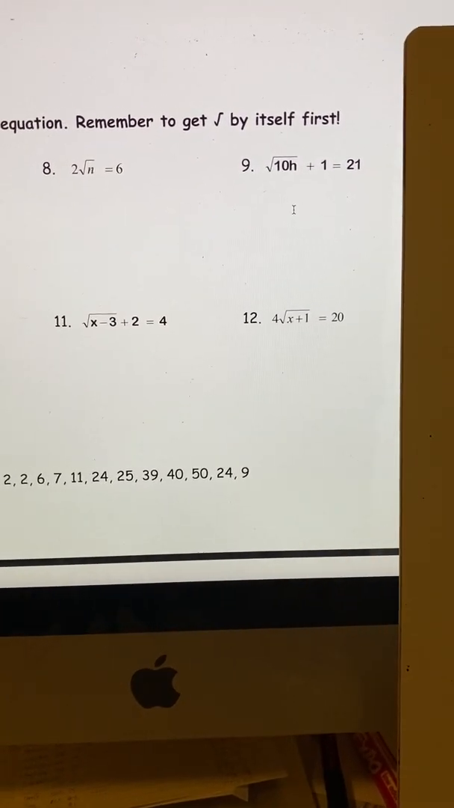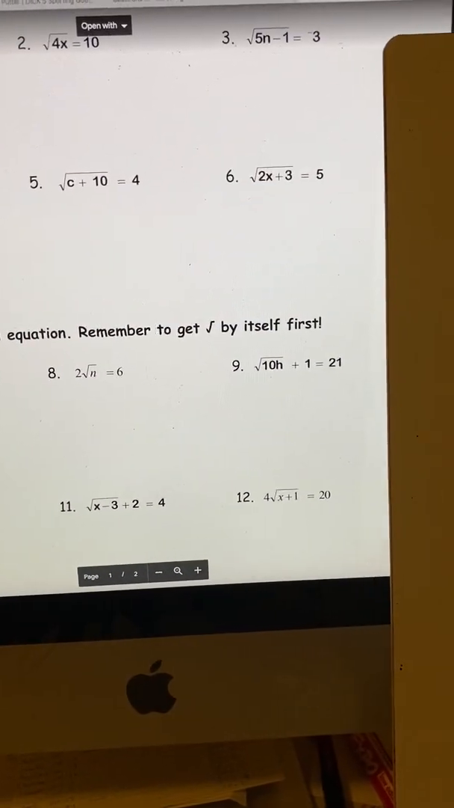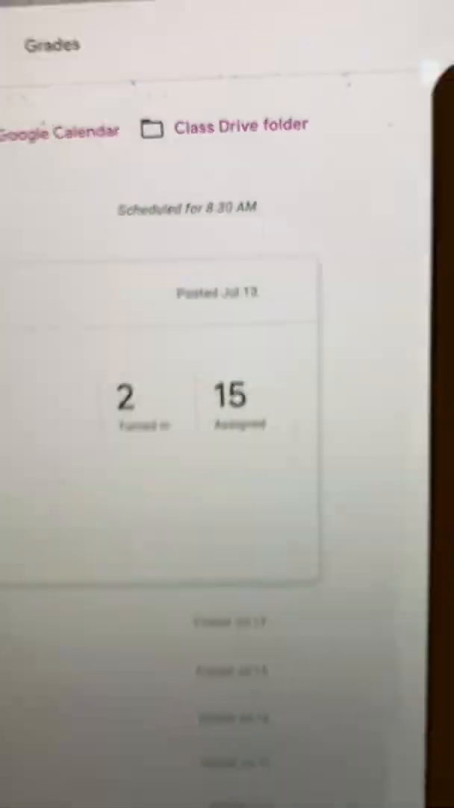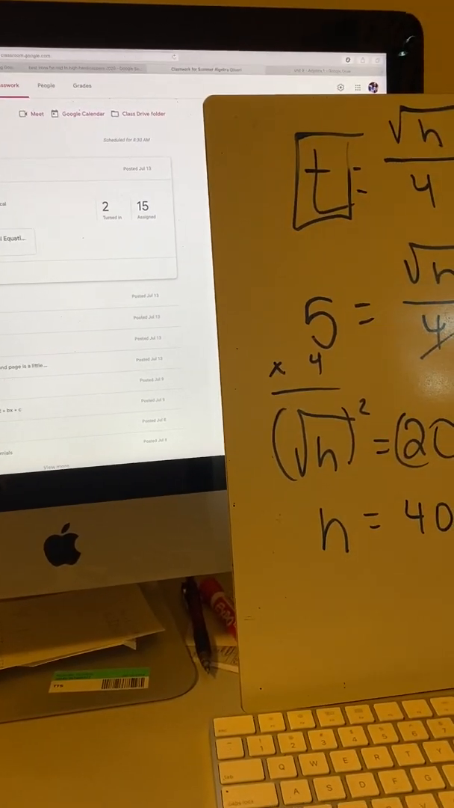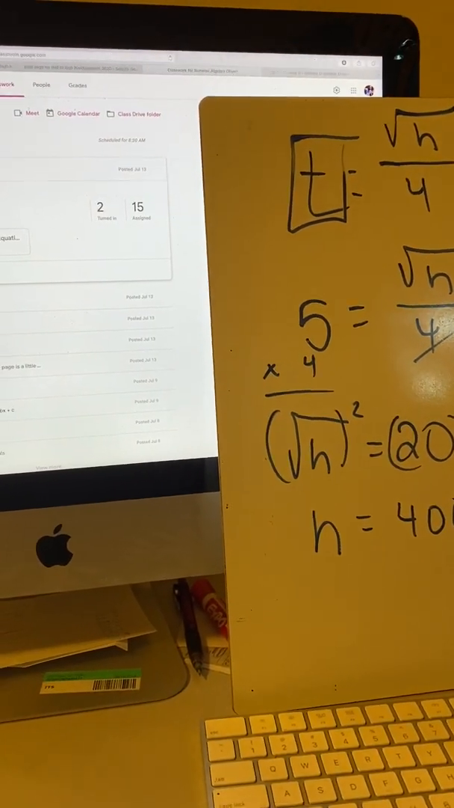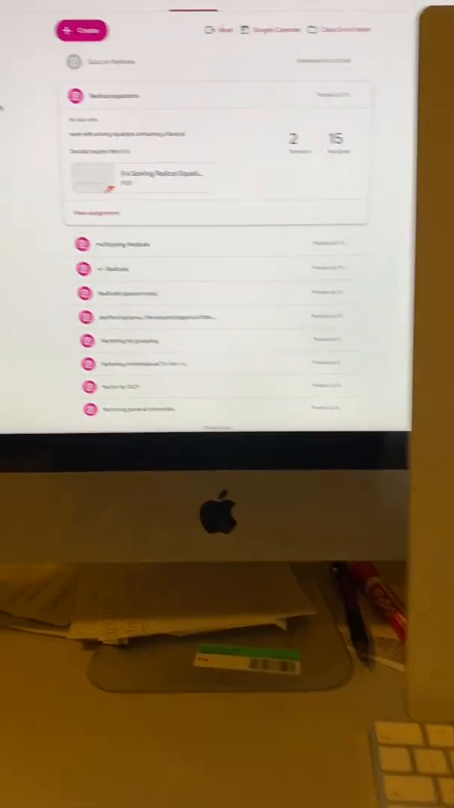We'll take a quiz on this stuff today just to reinforce it, and then we'll be moving on to the beginnings of quadratics. You can see the quiz on radicals is going to be posted at 8:30 today. So if you've got any questions on radicals, ask me now before the quiz. Then I'll post a little bit of stuff on quadratics afterwards. So see you soon.